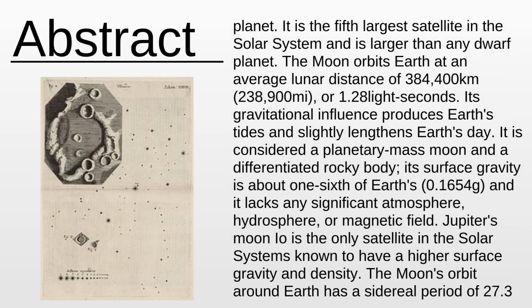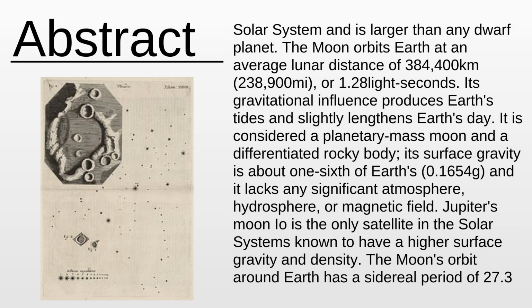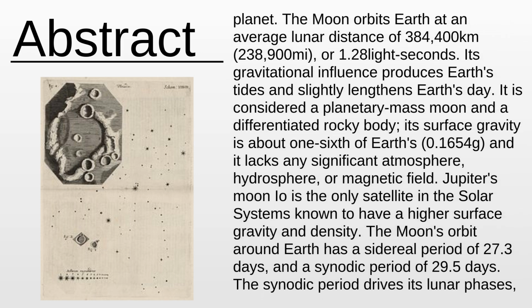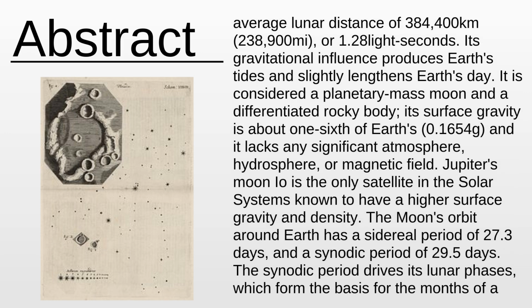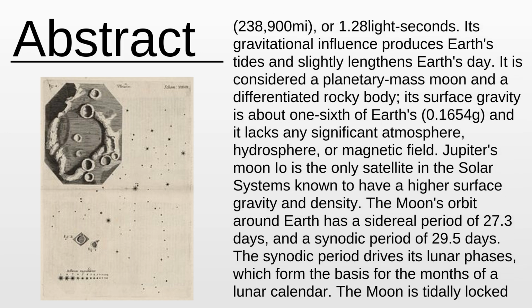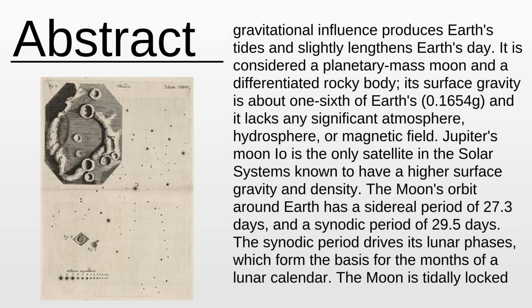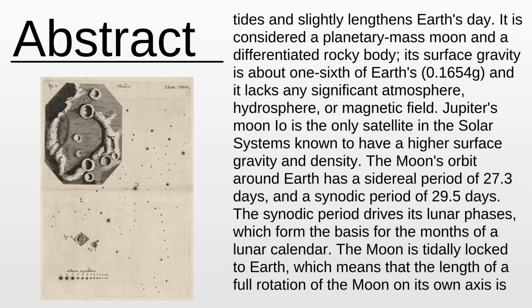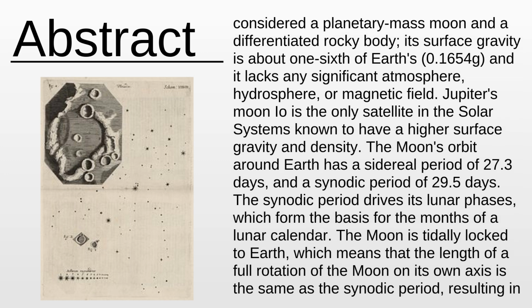The Moon orbits Earth at an average lunar distance of 384,400 kilometers, 238,900 miles, or 1.28 light-seconds. Its gravitational influence produces Earth's tides and slightly lengthens Earth's day. It is considered a planetary mass moon and a differentiated rocky body.